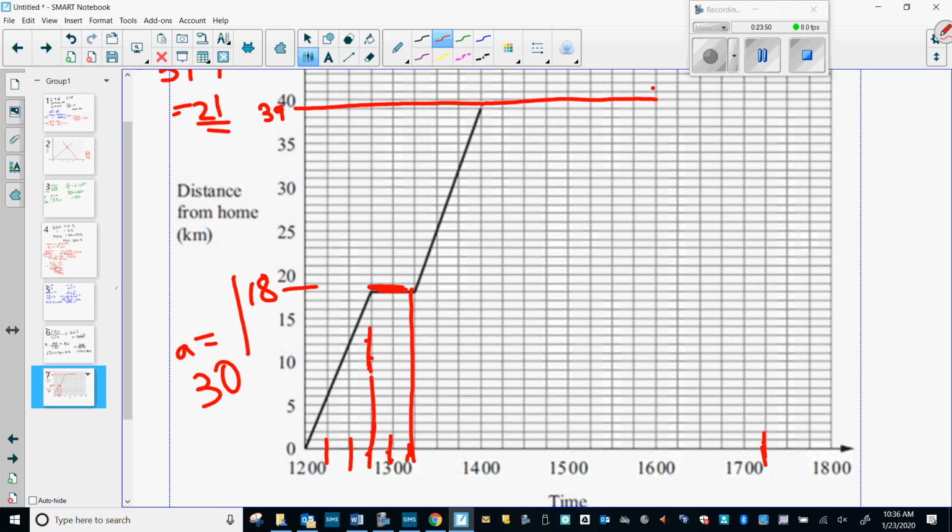So then you have to just sort of, I don't have a ruler, but you just kind of have to draw it across. Okay, so does that make sense?